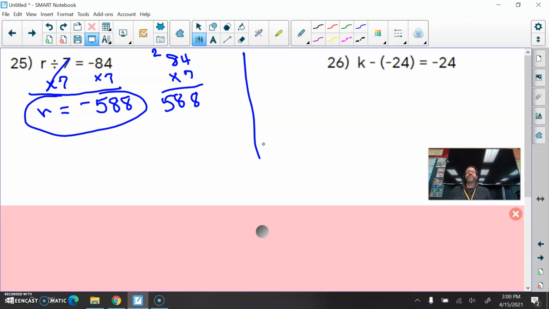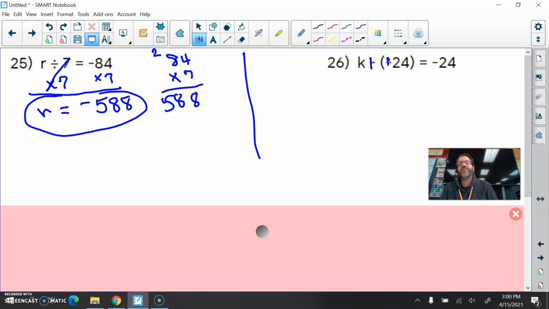26, we have K minus negative 24 equals negative 24. Now you could say, well, let's just add negative 24 to each side then. And that would be good. But I think what I would recommend is that you change here first. Don't leave it as a subtraction problem. Rewrite it in addition mode. So instead of K minus negative 24, you can say K plus positive 24.